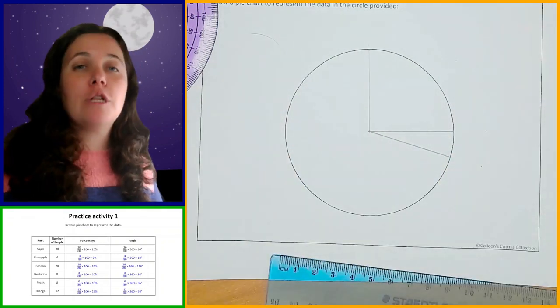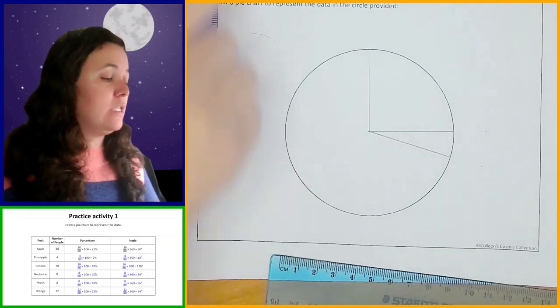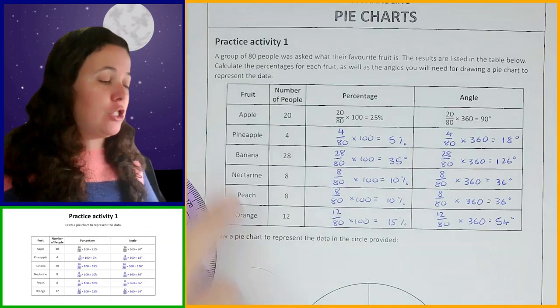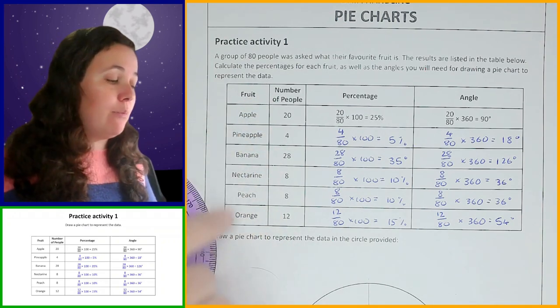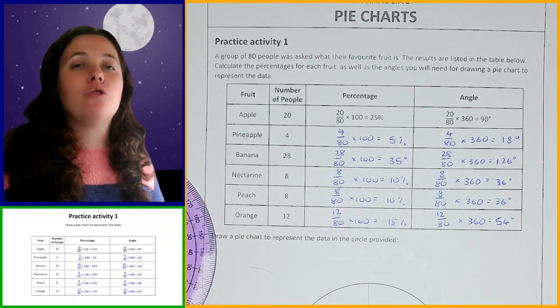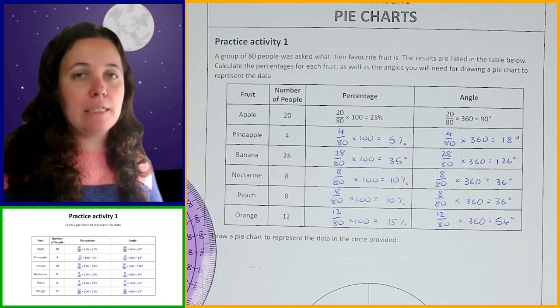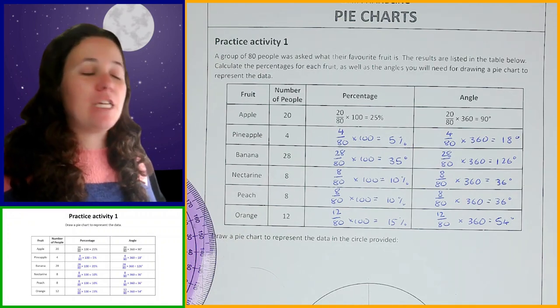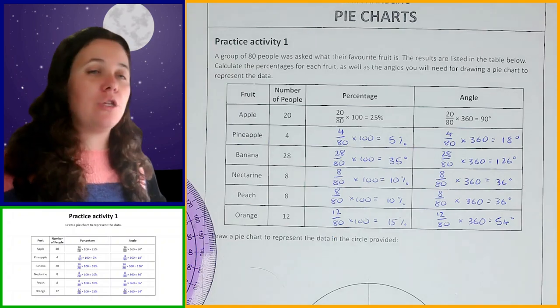Now, the order that you do the slices in isn't really that important. Obviously, it is logical to do it from the top down as you work down the table, but in a pie chart, it doesn't really matter what order you do the slices, so long as the slices are the correct size for the different categories. Okay, so I'm going to give you 5 minutes to complete this pie chart.